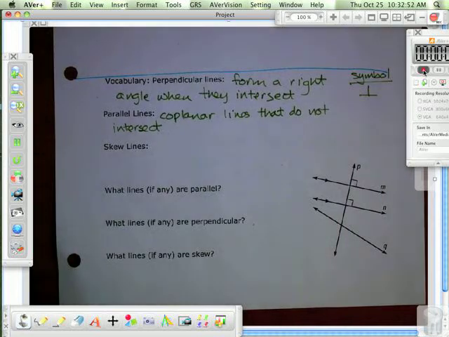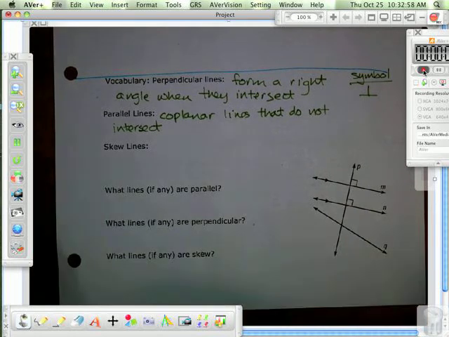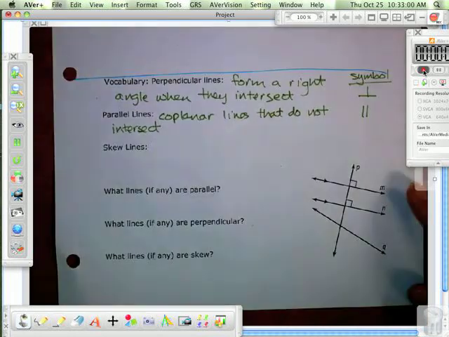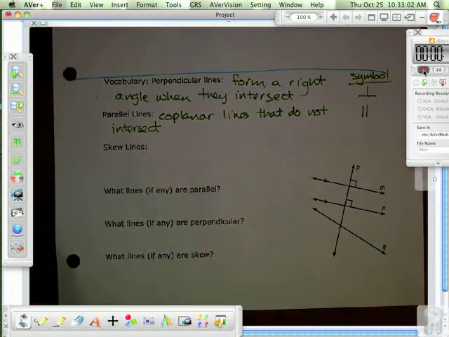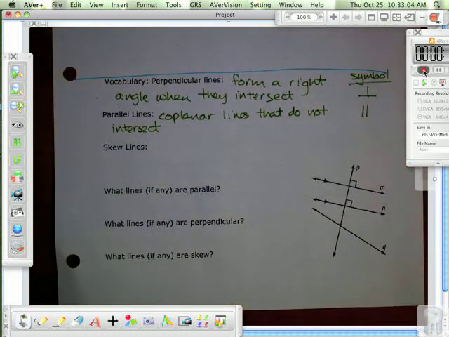Do you know the symbol for parallel lines? Brad, what do you think? It does. It looks like a sideways equal sign. Oh, nice. Sideways equal sign. Coplanar lines that do not intersect. Okay, skew lines might be something that you have not heard before.